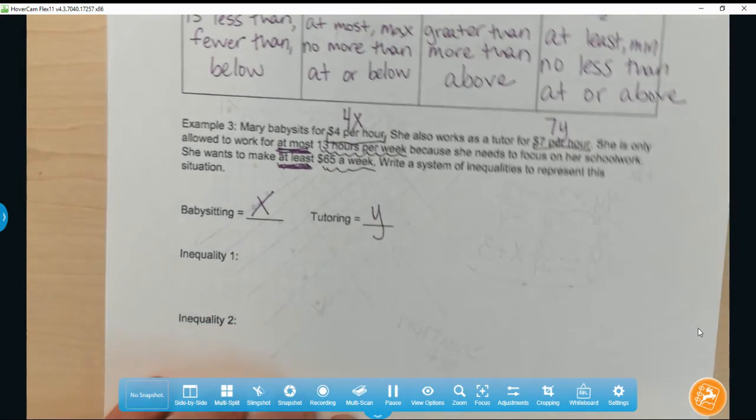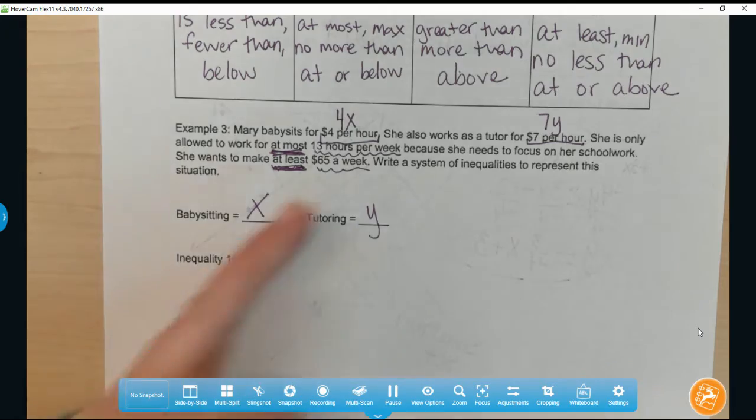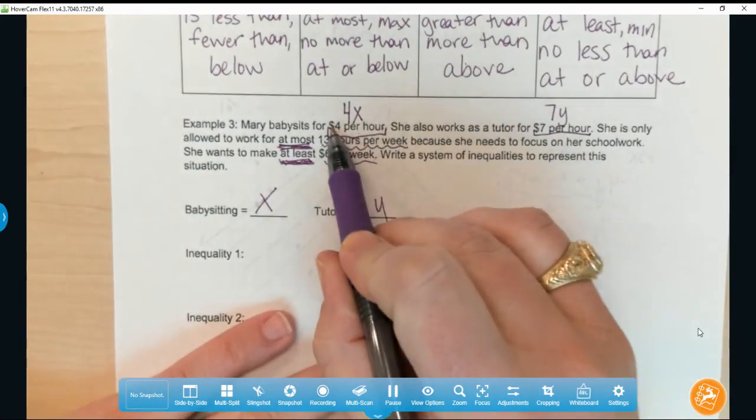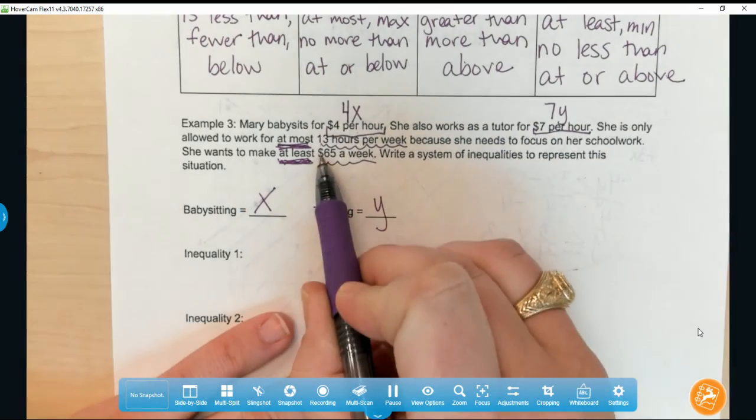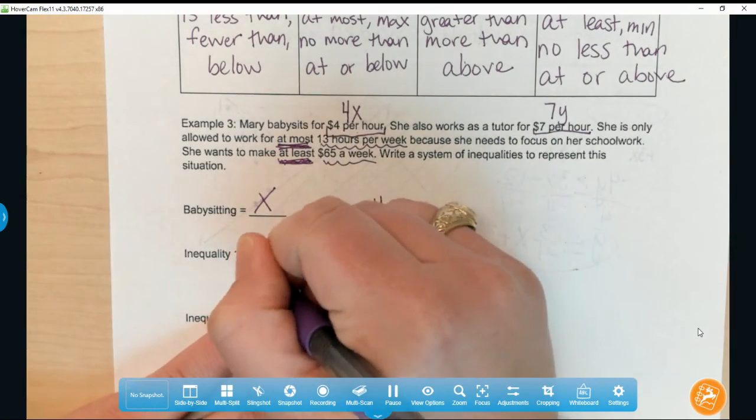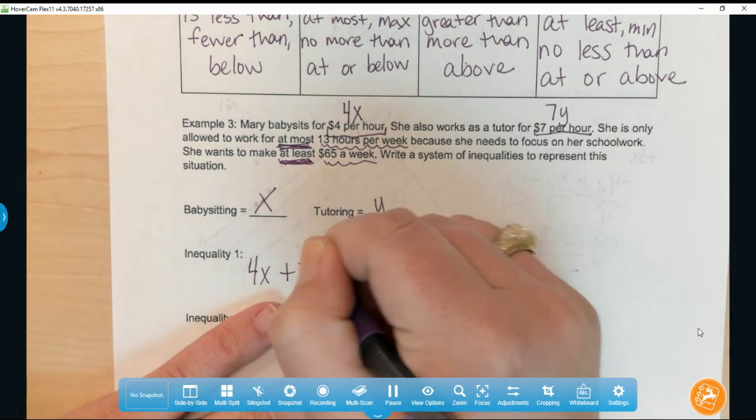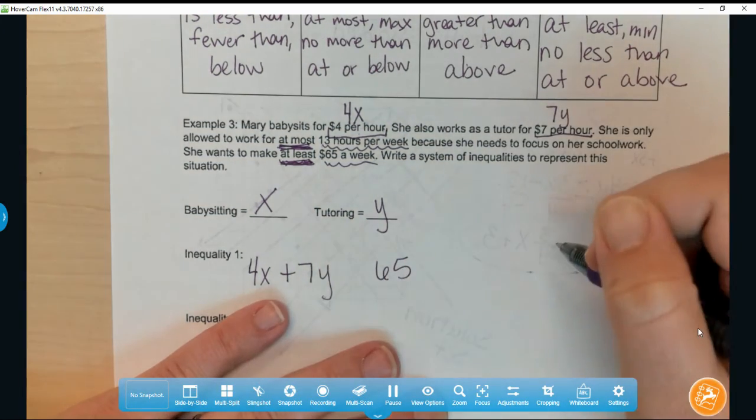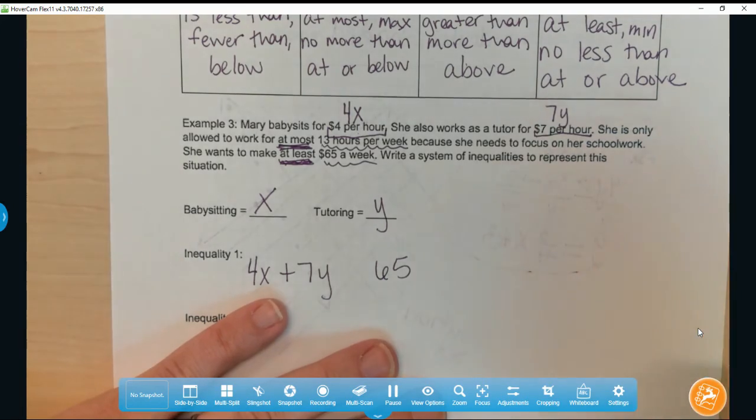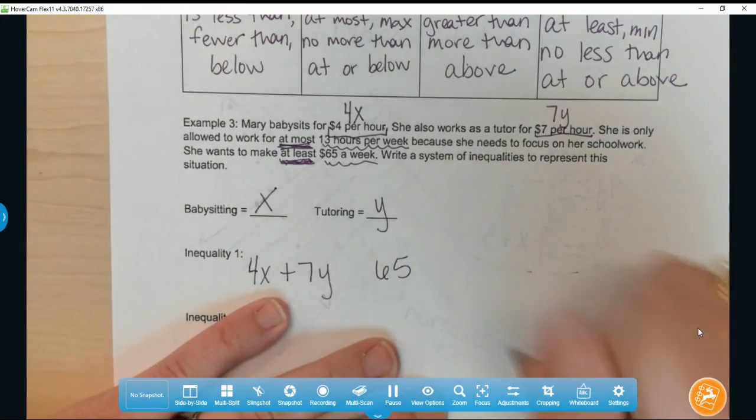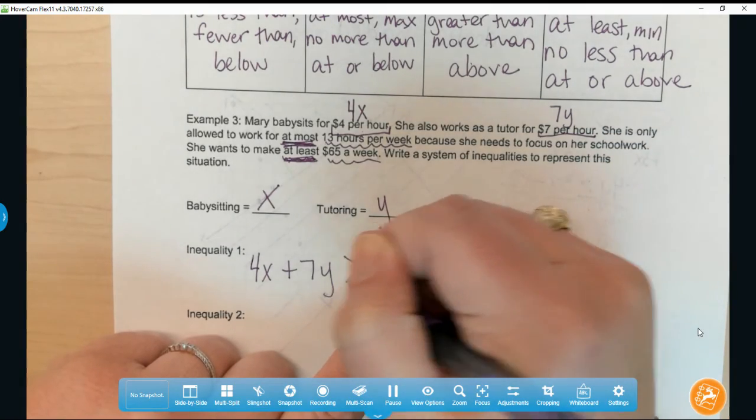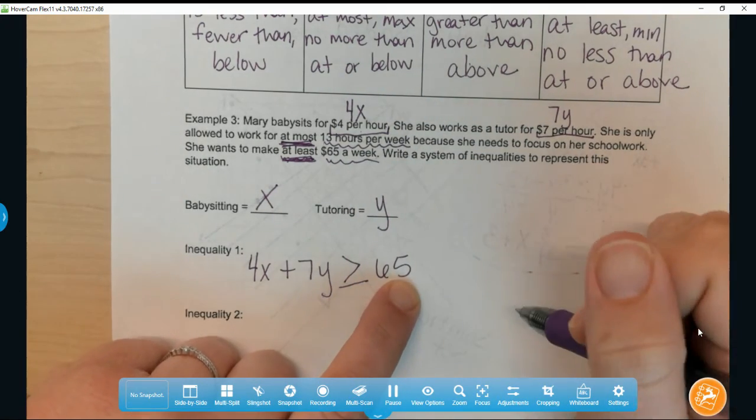And we're writing the system. So let's start with inequality 1. Let's go ahead and do the 4x and the 7y. So that's going to be our money. Money sign, money sign, money sign. 4x plus 7y. And $65 is what she wants to make at least. So she wants to make 65 or more. So greater than or equal to 65.